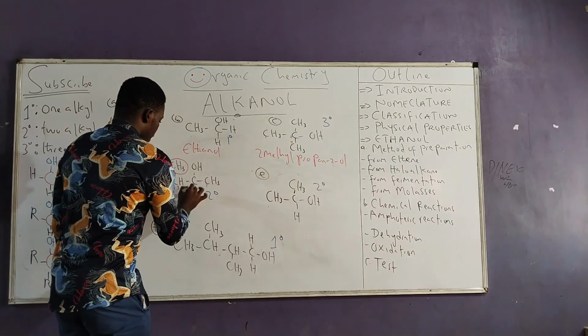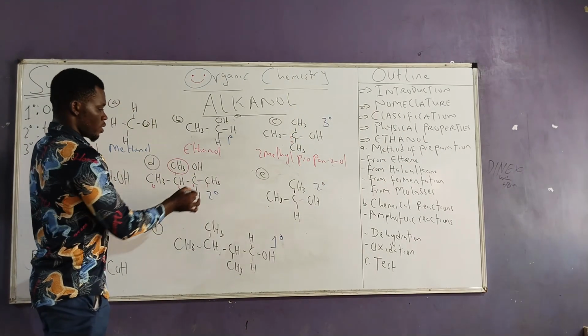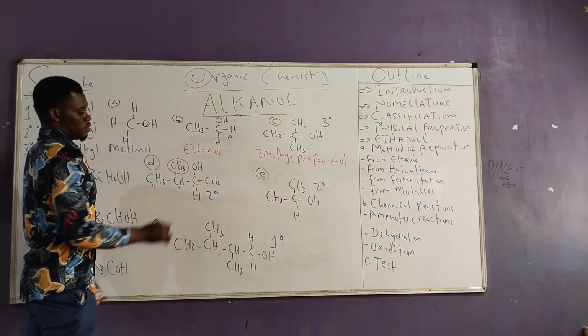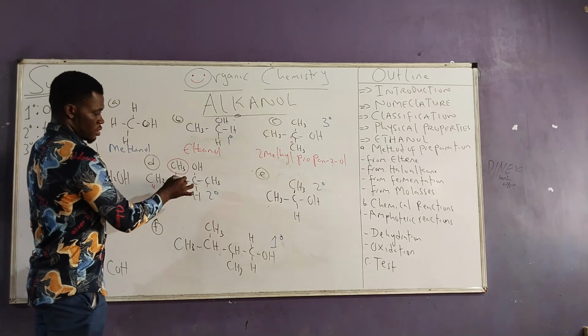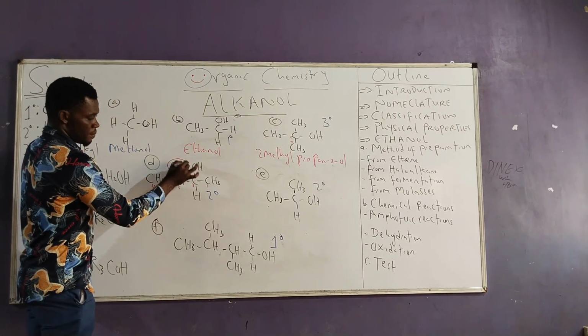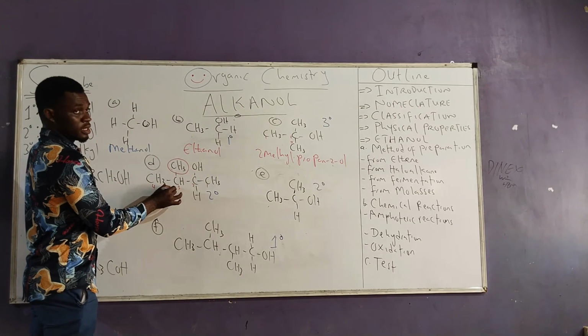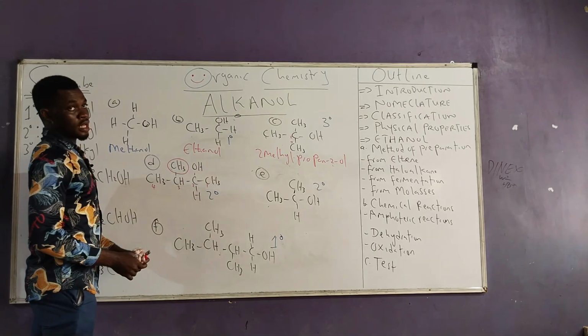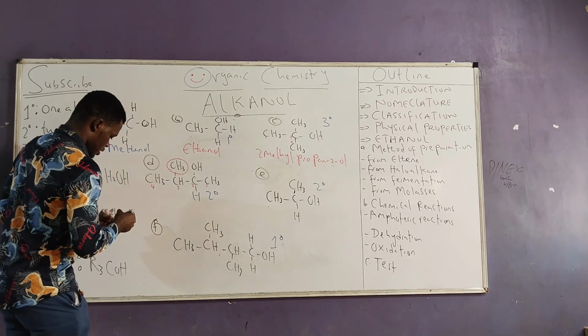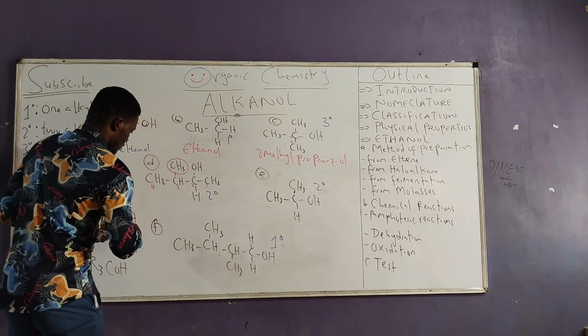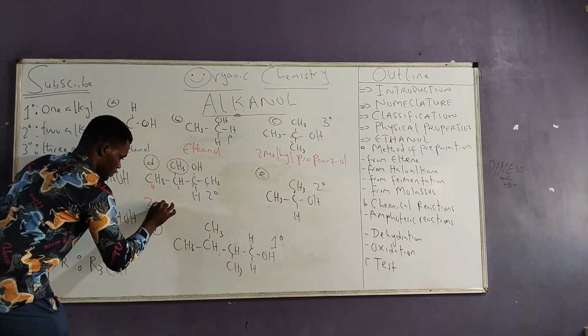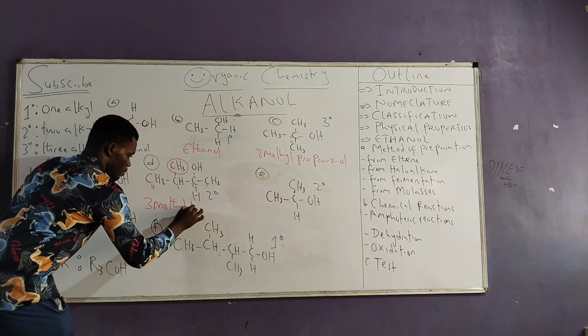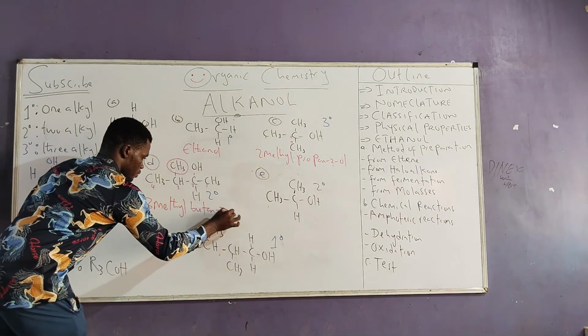What about this guy? 1, 2, 3, 4. So that's butan. There is a methyl group at carbon 3, that's 3 methyl. The OH group is at carbon 2, that's 2-ol. So this has to be 3-methyl butan-2-ol.